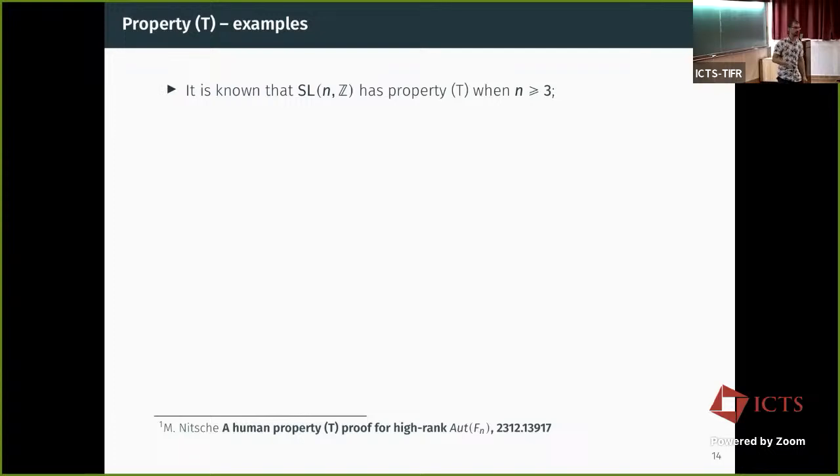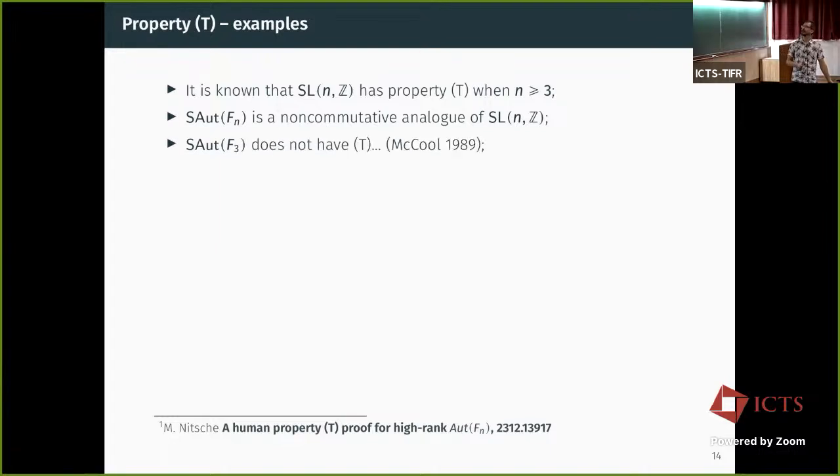All right. So property T, more examples. We know that SL_n(Z) has property T. That's a standard example. And then there was a question about the special automorphism group, or automorphism group, of the free group, which is a non-commutative analog of SL_n. It was proven relatively quickly that SAut(F_2) is essentially F_2, so it does not have property T. But SAut(F_3) was proven to have an infinite abelianization, so an infinite quotient. It was proven by Matt Cole.